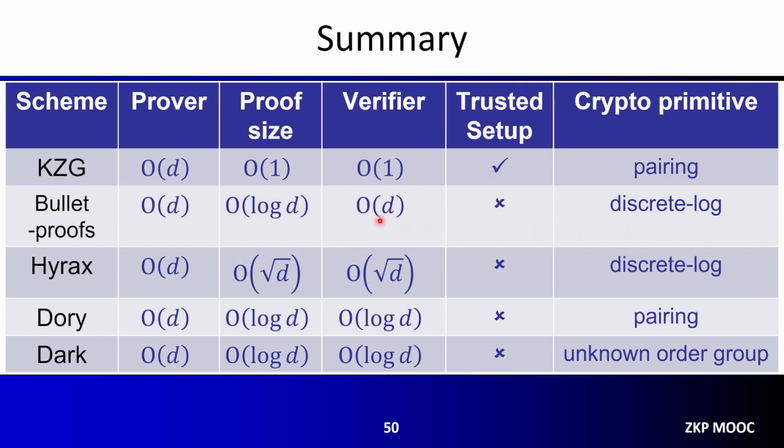But unfortunately, the verifier time is linear in the degree of the polynomial. Later, this is improved by the Hyrax construction with the cost of an increase in the proof size to square root d. And finally, we have two papers that achieve both logarithmic proof size and logarithmic verifier time without any trusted setup. The Dory paper is based on the bilinear pairing operation for the inner pairing product argument, and the Dark scheme is based on the group of unknown order.